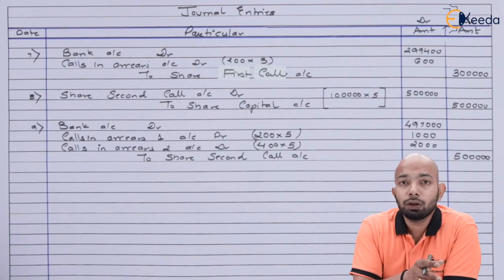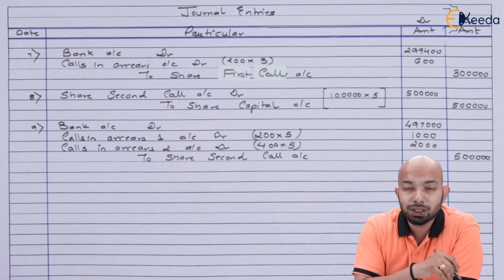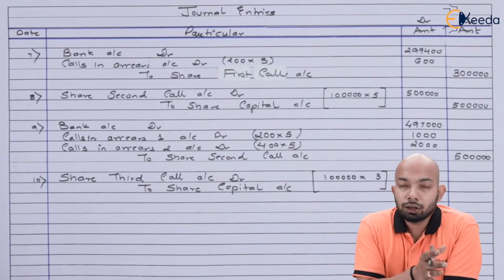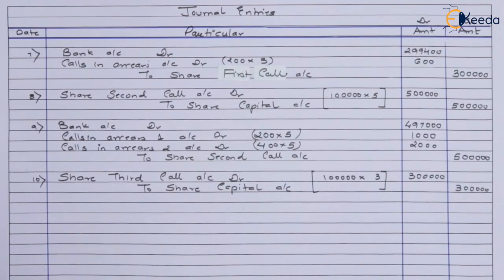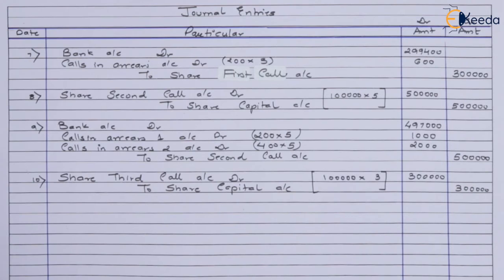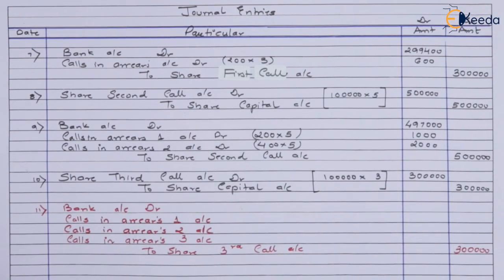Similar thing will happen for share third call. Let's pass those entries now. Now when it comes to share third call, we are expecting 3 lakh rupees because third call money is 3 rupees per share. Now when it comes to third call, all these 3 people didn't pay up the third call money, so we'll mention 3 call scenarios here. So 3 lakh is what we're expecting.